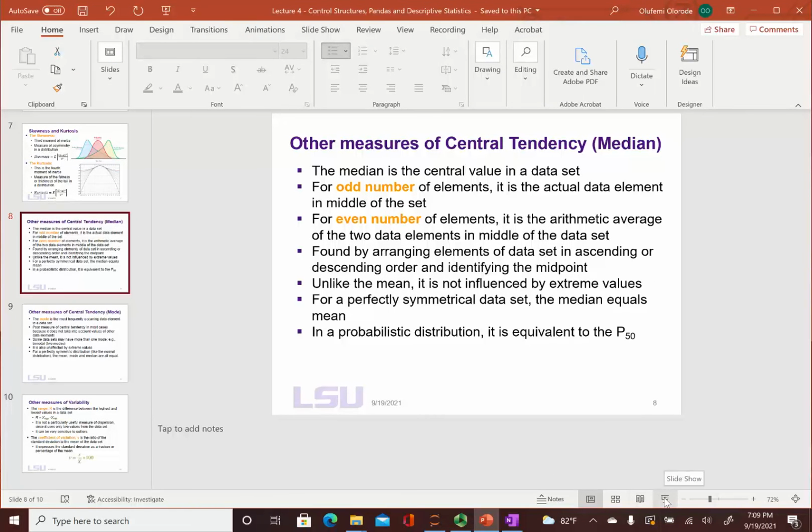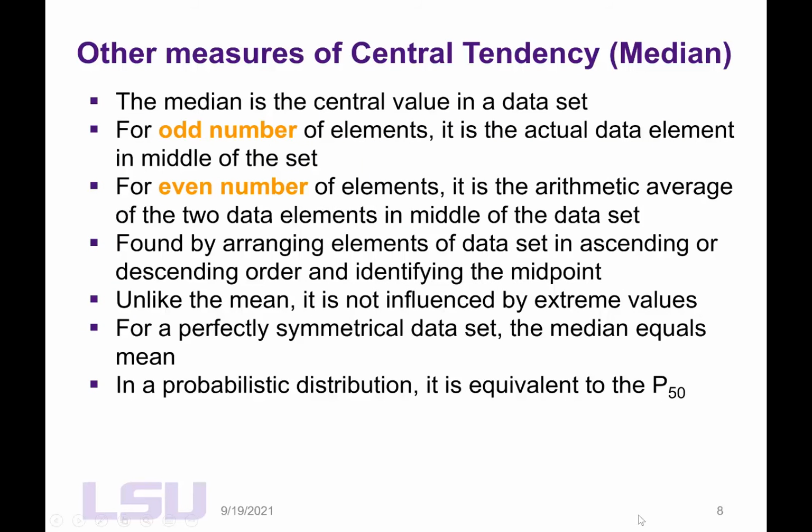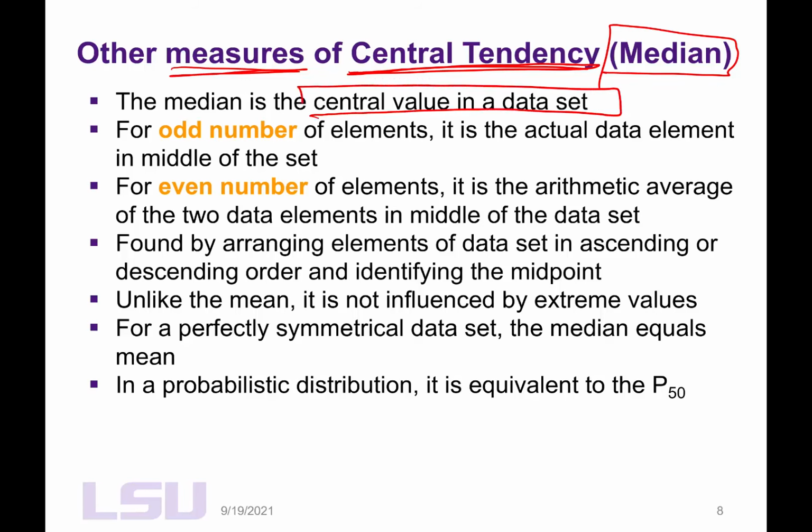Other than those 4 moments of inertia we already talked about, there are other quantities that could be used in descriptive statistics. So here we're talking about other measures of central tendency. Median is one, right? Median is the central value in the data set. If you have an even number of items, then the median is the average of the 2 middle numbers.